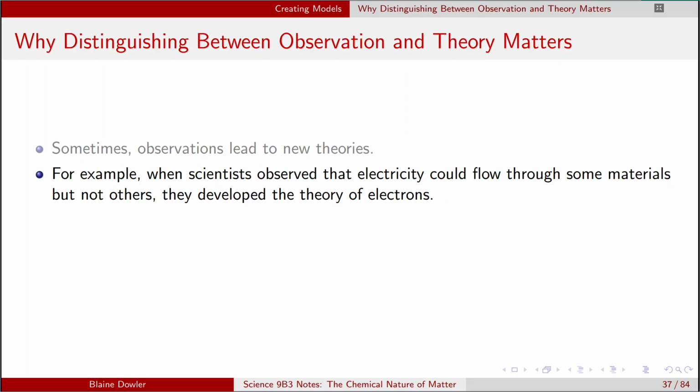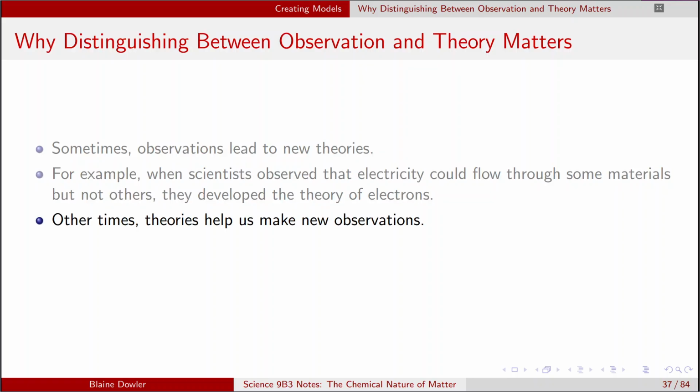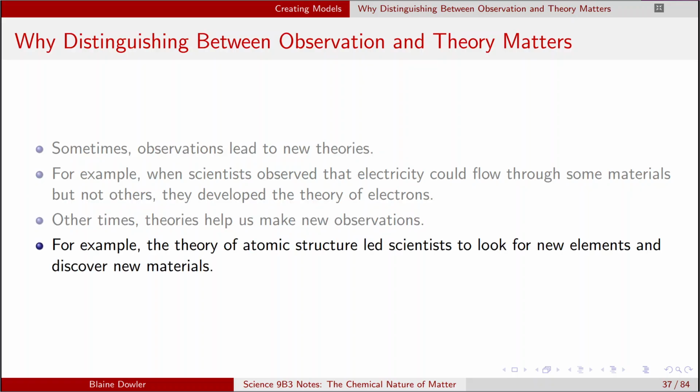For example, when scientists observed that electricity could flow through some materials but not others, they developed the theory of electrons. Other times, theories help us make new observations. For example, the theory of atomic structure led scientists to look for new elements and discover new materials.